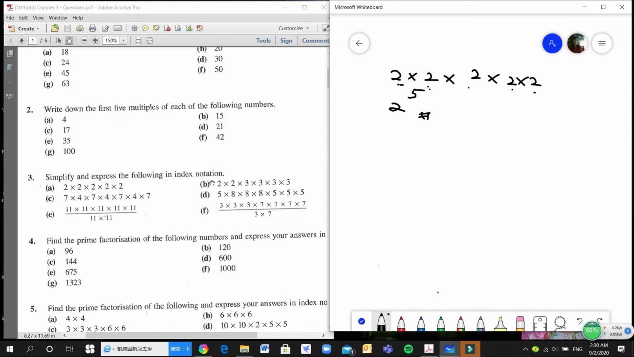And if you look at question 3b, I have 2 times 2 and then 3 times 3 times 3 times 3. 2 and 3 are different bases, so we will have to separate them. 2 and 3, and then count. 2, I have 2 times, so I write 2 here. And 3, I have 4 times. So the answer will be 2 to the power of 2 times 3 to the power of 4. That's it. And now we will go to question number 4.